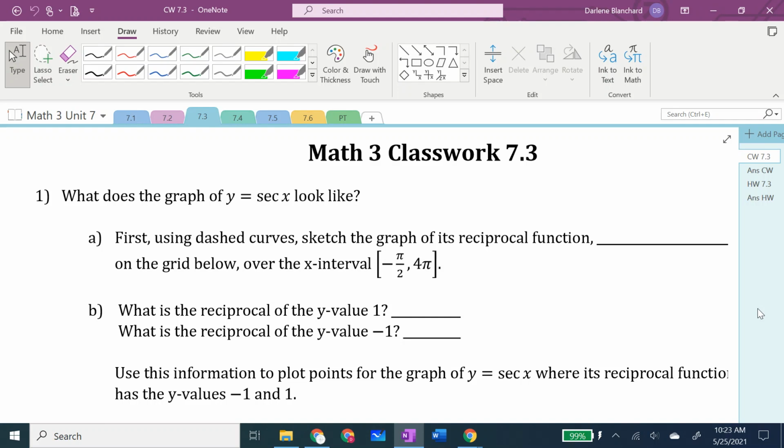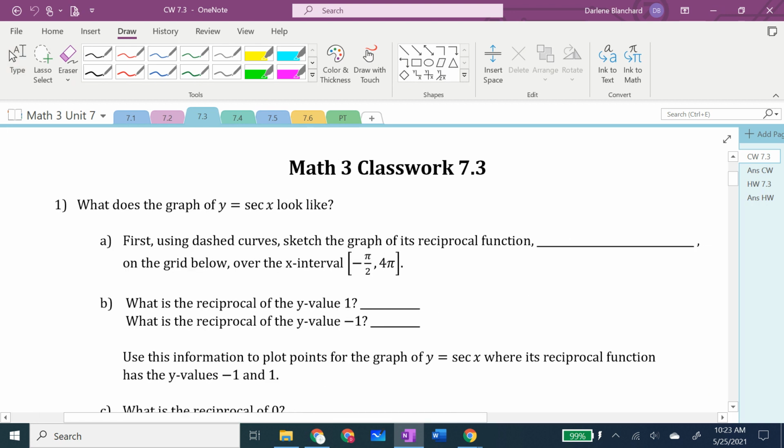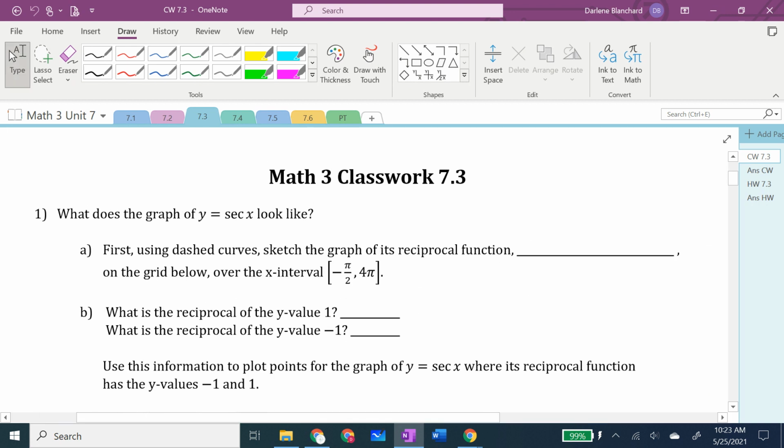In classwork 7.3, we are going to learn how to graph the other 4 trig functions, and we're going to do this over 2 days. So we know the graphs of sine and cosine, and we've been using them a lot so far. I want you to see how you don't need to fully memorize 4 new graphs, but understand how you can create them from graphs you already know.